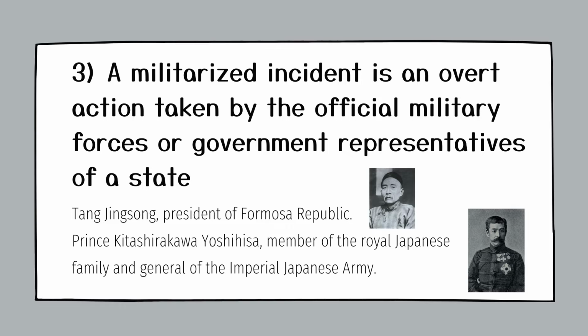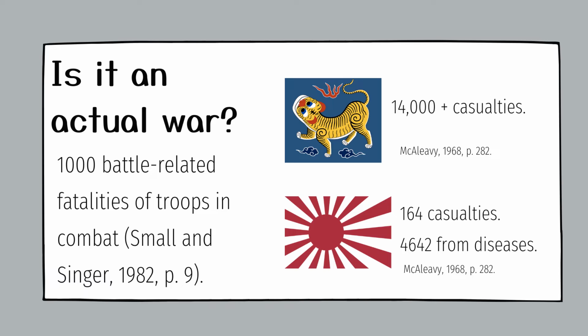In this case, the Republic of Formosa leader was its president, former Chinese general, Tang Jingsong. On the side of Japan, there were quite a few commanders, but the most representative was Prince Kitashirakawa Yoshihisa, a member of the royal Japanese family and general of the Imperial Japanese Army. So again, yes, the militarized incidents occur between official military state forces. But, in the end, this conflict actually fulfills the requirements to be a militarized interstate dispute, but what we wanted is to see if it is an actual war.